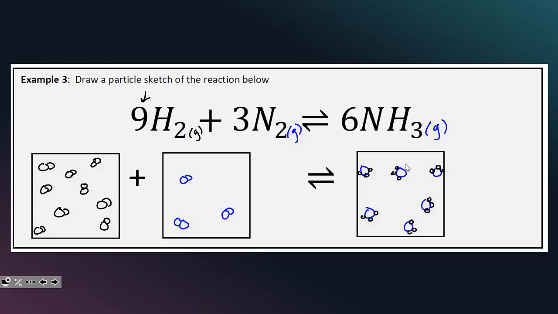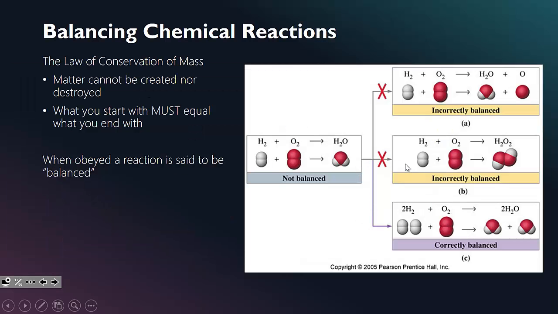If you didn't, that's not the end of the world. In particle sketches, it's not necessarily required that you show correct VSEPR models, but in the interest of being a good teacher, I've showed you the best I could. Now this particle sketch shows a balanced reaction. Balanced reactions show the conservation of mass, that matter can be neither created nor destroyed. So if I start with 2 hydrogens and 2 oxygens, I have to end with 2 hydrogens and 2 oxygens.